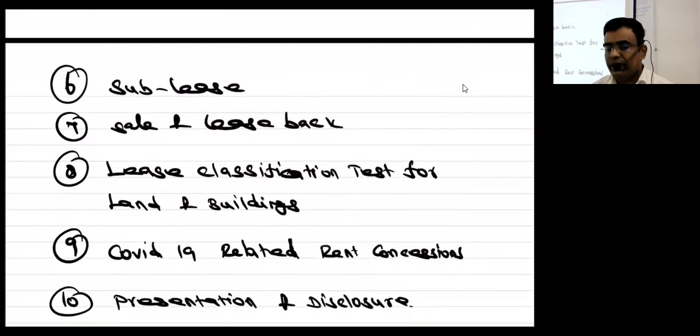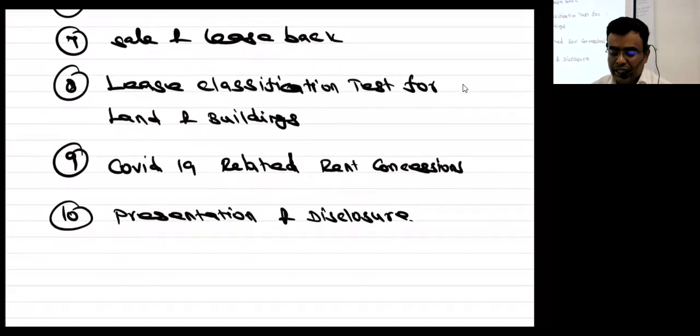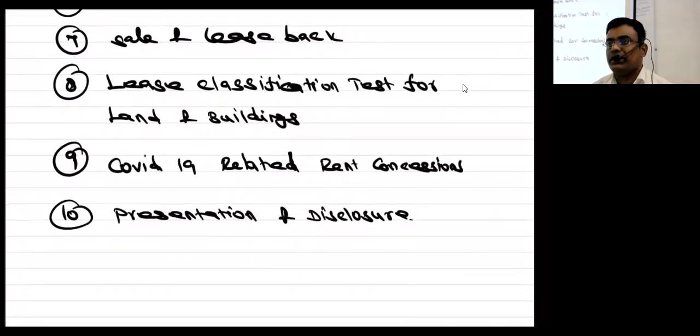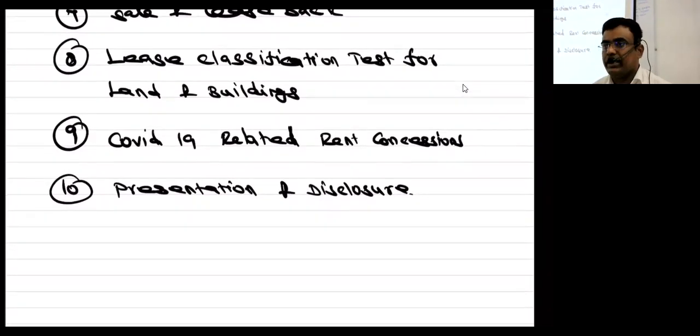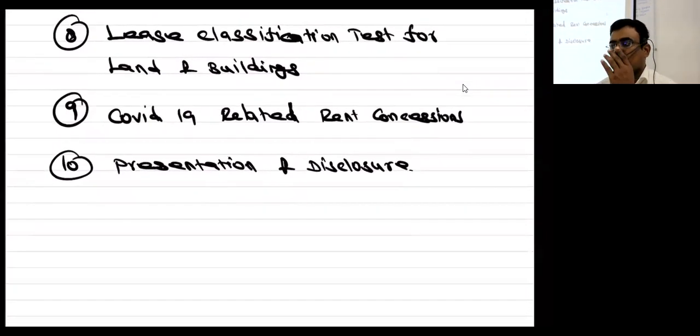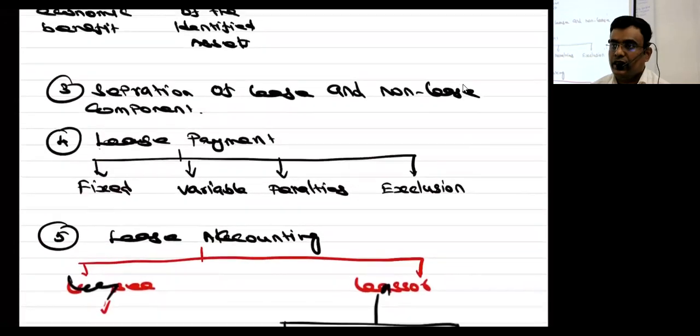Next, sale and lease back, then lease classification test for land and building, COVID-19 related rent concession. This is a newly added amendment, not a recent amendment. I think it was added for the last attempt itself. Okay, COVID-19 related rent concession, presentation, disclosure. So these are the areas we are going to discuss.